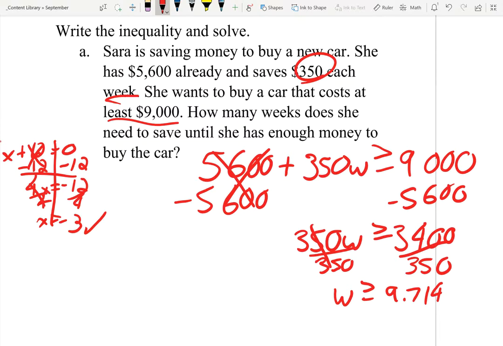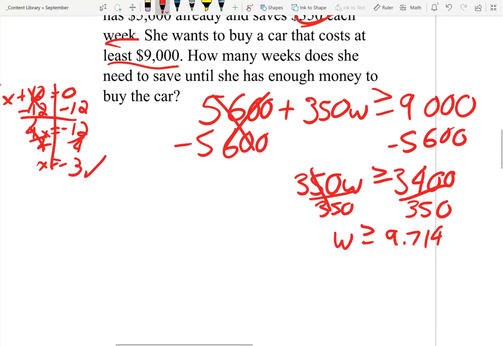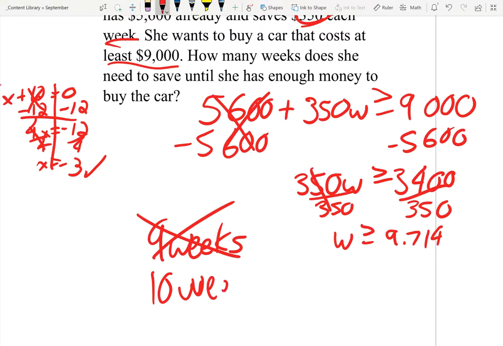I'm not going to talk about 9.714 weeks, right? I'm talking about, she gets this money every week. So the question really is, if she waited 9 weeks, is that enough time for her to save up money? Will she have enough money if she saves up for 9 weeks? The answer is no, because it needs to be a little more than 9, right? So 9 weeks is not enough time. Is 10 weeks enough time? Well, since it has to be more than 9.5-ish weeks, then 10 weeks is enough time.